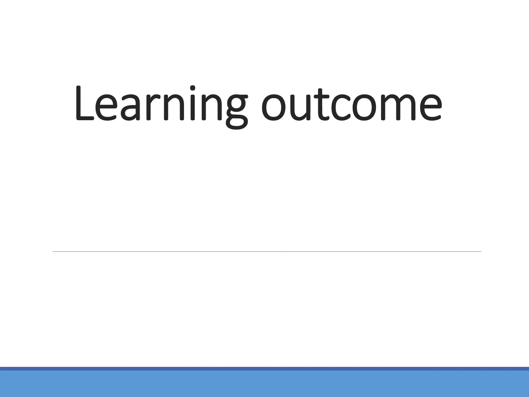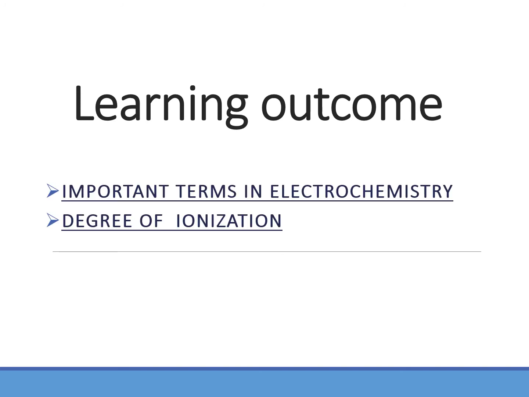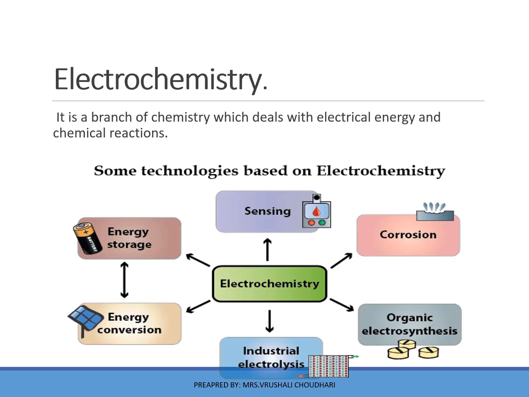The learning outcome of this video is to learn important terms in electrochemistry and learn what is the degree of ionization. What is electrochemistry, and its applications, that we are also going to learn.